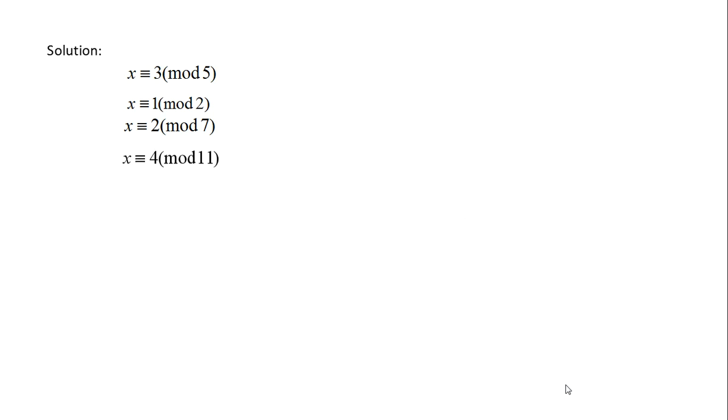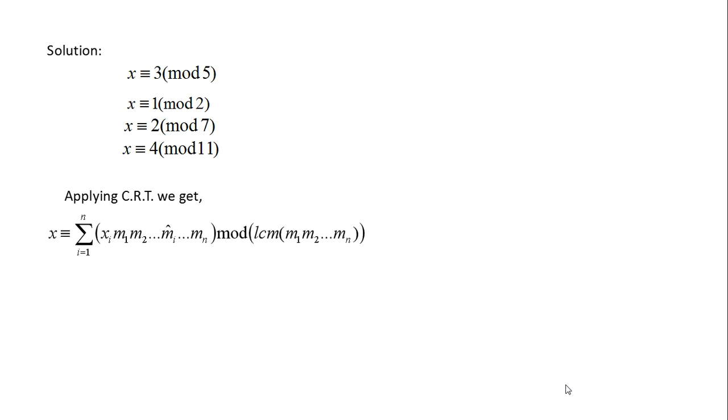Now I have finally got my 4 congruence relations. So now I will apply the Chinese remainder theorem here. Let me briefly state it. So x is congruent to the sum of the products of all the moduli except one, and it will be modulo the product of all the moduli.